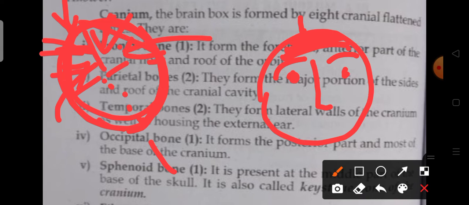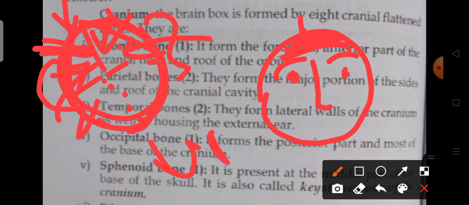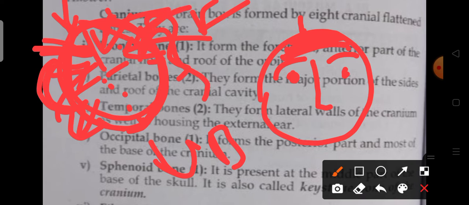The ears will be like this, no? So this is the back side. Just imagine this is the back side. So this is the front side. Okay, so these are the ears now. So this is just here.